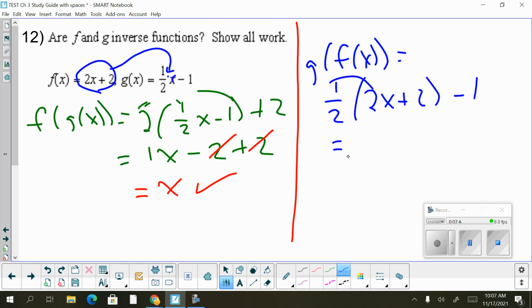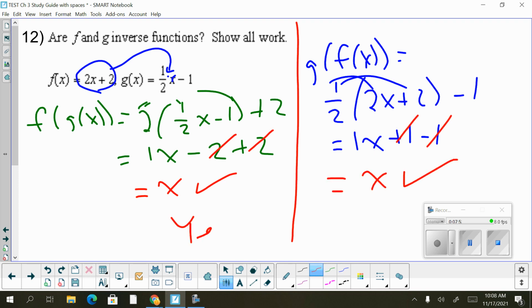When I distribute, I get a 1x, then I get a positive 1, then I have a negative 1. These two cancel, leaving you with x. So both directions work, so I would say yes, it's an inverse. It's like a math proof, so you have to go both directions.